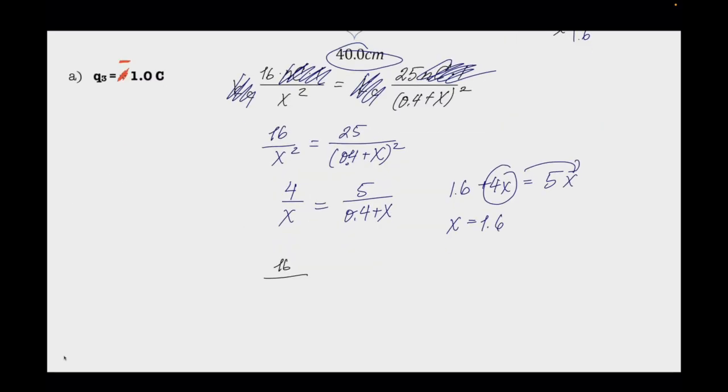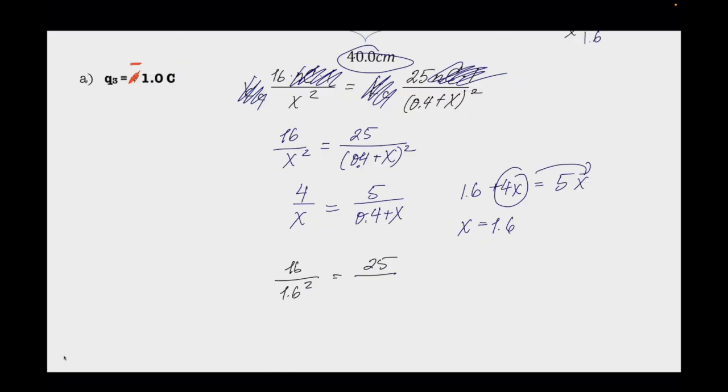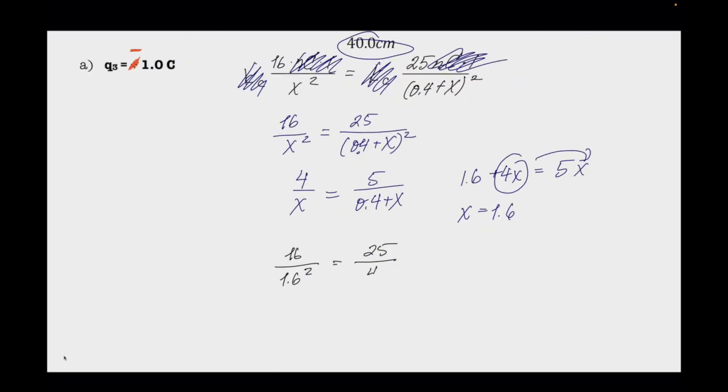16 over 1.6 squared should be equal to 25 over, if this is 0.4 and that's 1.6, that's going to be 2, so it's going to be over 4. Again, grab your calculators. They are indeed the same. That is how you figure out the place of electrostatic equilibrium.